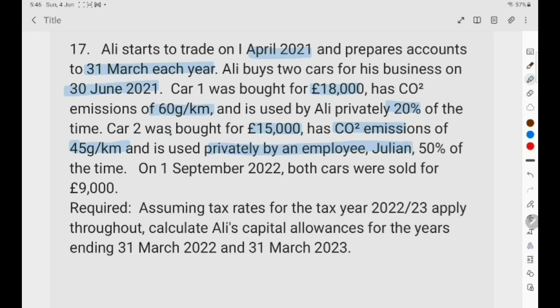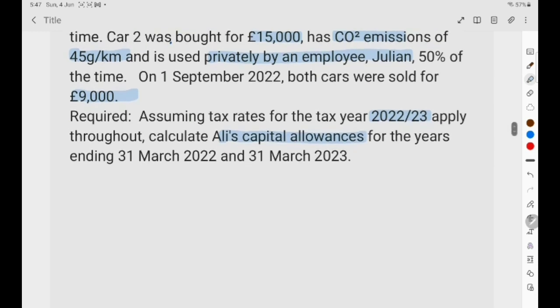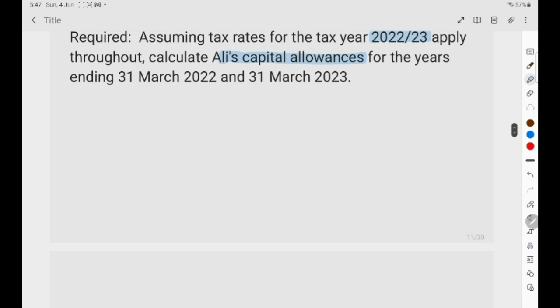So remember that if the car is used privately by an employee, it will not create any difference in the calculation of capital allowances. It makes no difference to the capital allowance calculation if the employee is using it privately. On 1st September 2022, both cars were sold for 9,000. Requirement: assuming the tax rate for the tax year 22-23 applicable throughout, calculate Ali's capital allowance for the year ending 31st March 22 and 31st March 23.